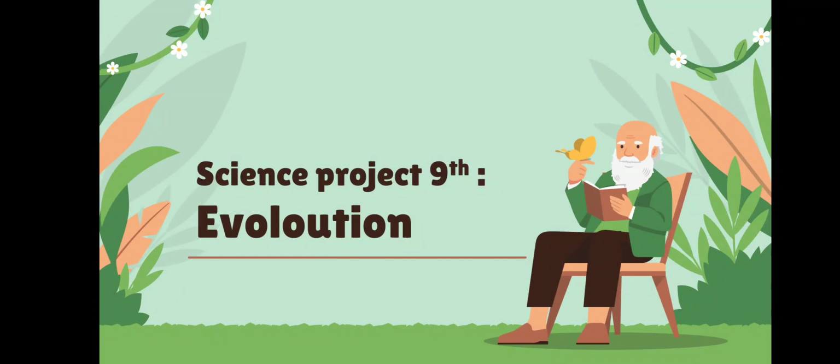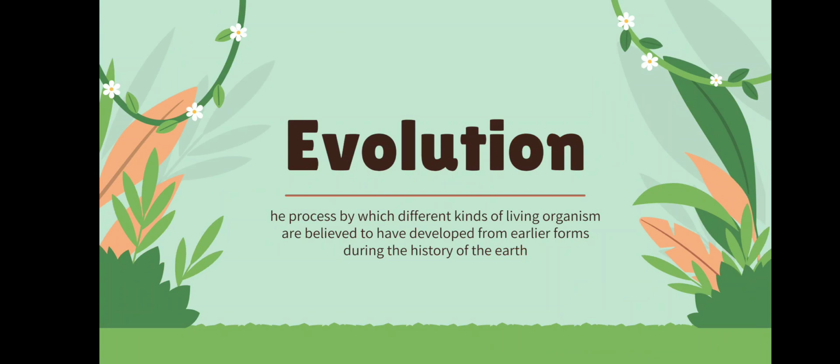In this project, we will be discussing evolution. The main points of the PowerPoint are evidences of evolution, explaining the different theories of evolution, and lastly, explaining the natural selection process in detail. Firstly, what's evolution? It's the process by which different kinds of living organisms are believed to have developed from earlier forms during the history of the Earth.